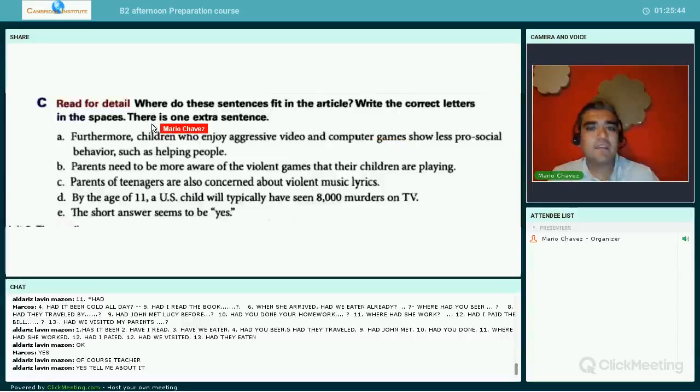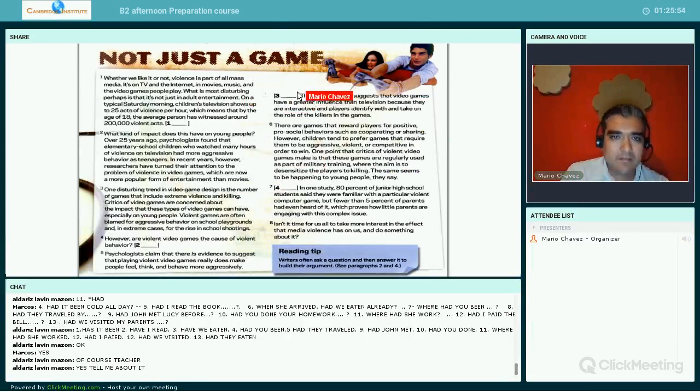All right, here we have these five sentences. These are five sentences. And here we have the reading. There are only four spaces for the reading, four spaces, but we have five sentences. So what does this mean?